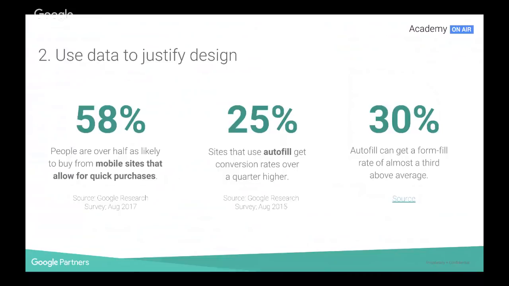So when we look at it from that angle, a few data points come to mind that are probably relevant for all of you. 58% of people, more than half, are likely to buy from a mobile website that allows for quick purchases. Again, we've mentioned this before. Smartphone users tend to be quite impatient and don't like to wait a lot or have too many steps involved. So the quicker you can make the process from the point of discovery to the point of sale, the easier it will be for you to have those users convert more and more on your mobile sites.